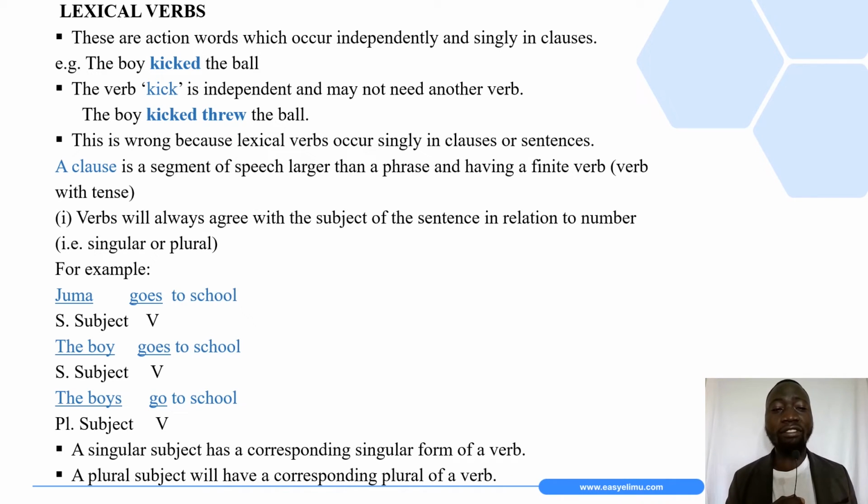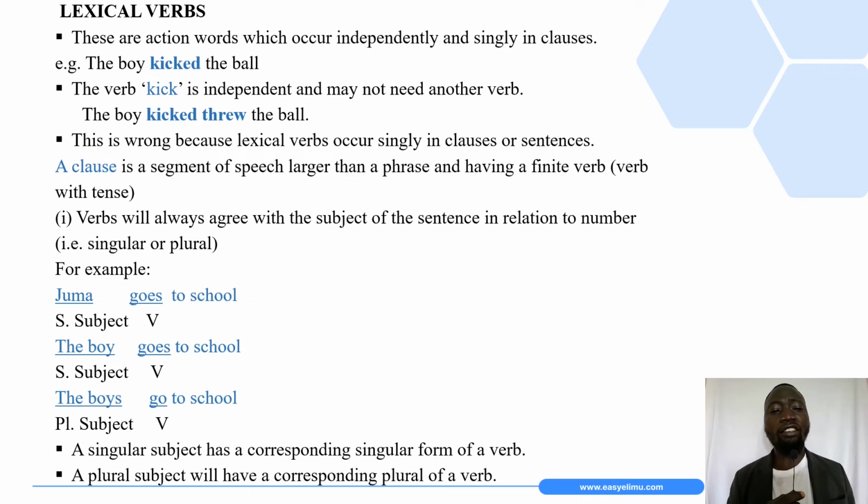So some examples of lexical verbs are verbs like think, run, walk, laugh, want, act, and so on. So we have said that they are action words and they occur independently and singly in clauses. We cannot have two lexical verbs used in a sentence, that is where one follows the other. They cannot work that way in a sentence. So look at this example. The boy kicked the ball. So the verb kicked is independent and may not need another verb.